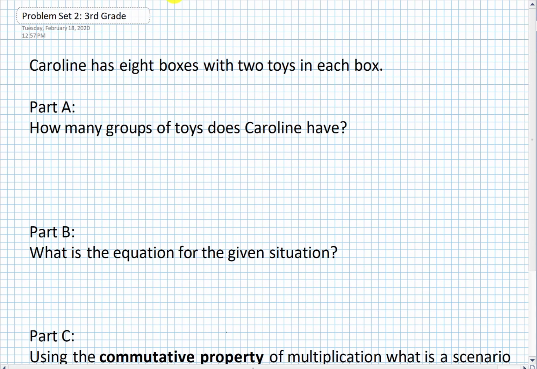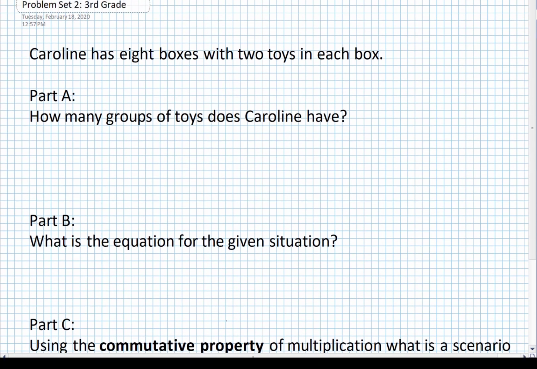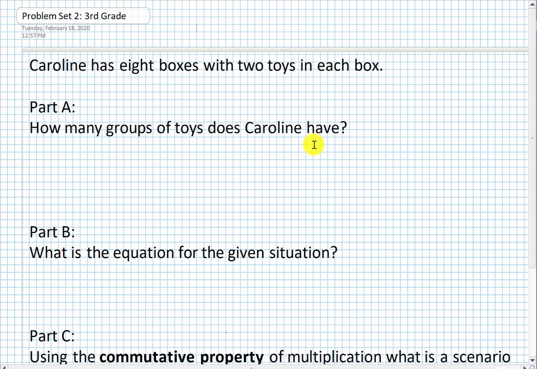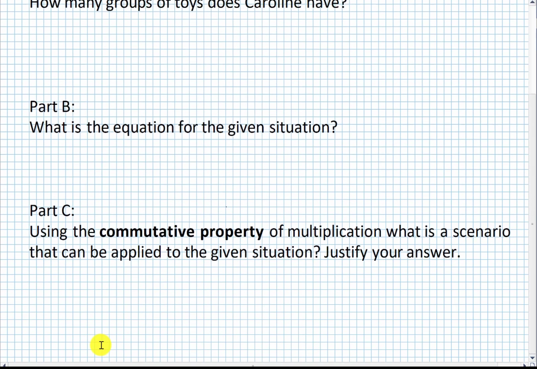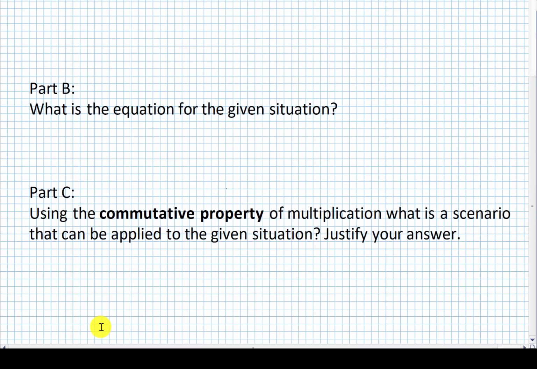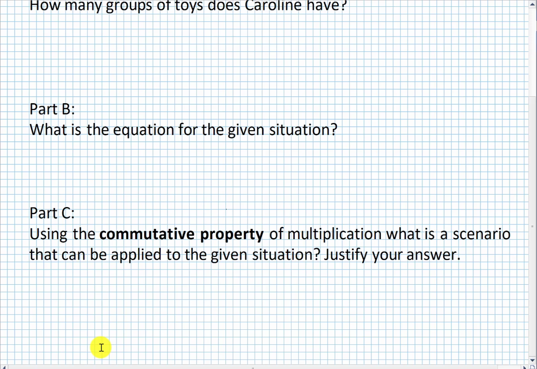So let's go ahead and read the problem. Caroline has 8 boxes with 2 toys in each box. Part A asks, how many groups of toys does Caroline have? Part B asks, what is the equation for the given situation? And part C says, using the commutative property of multiplication, what is a scenario that can be applied to the given situation? Justify your answer.